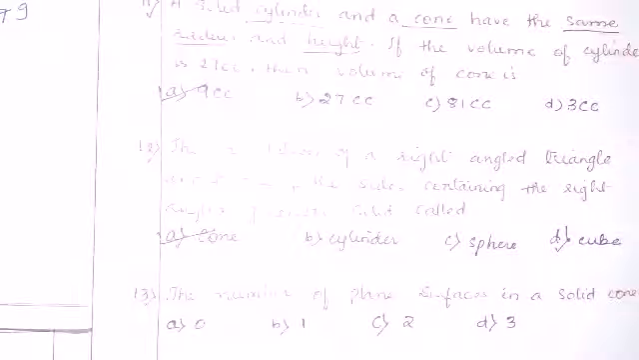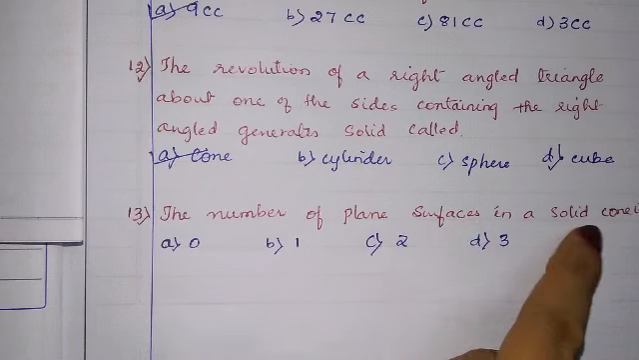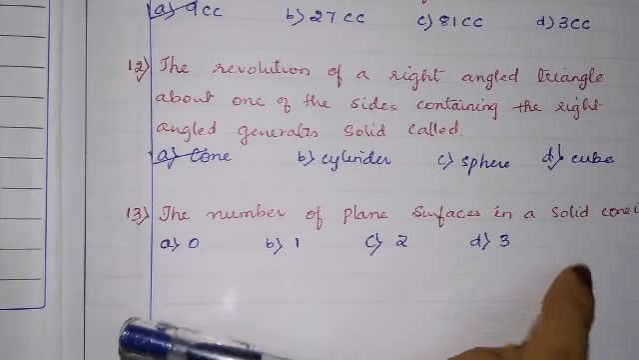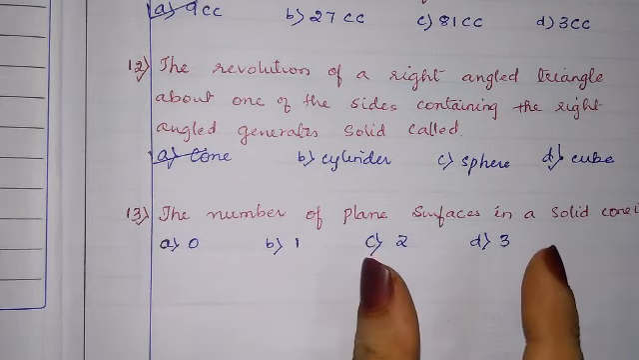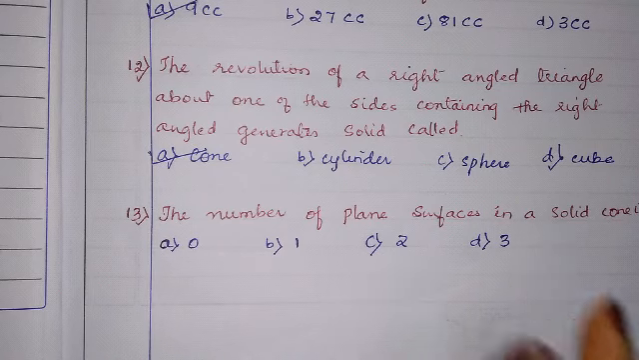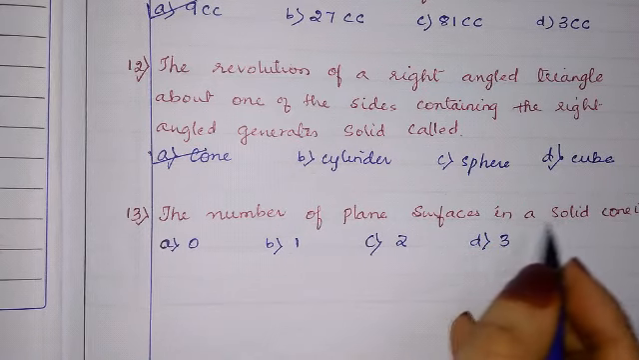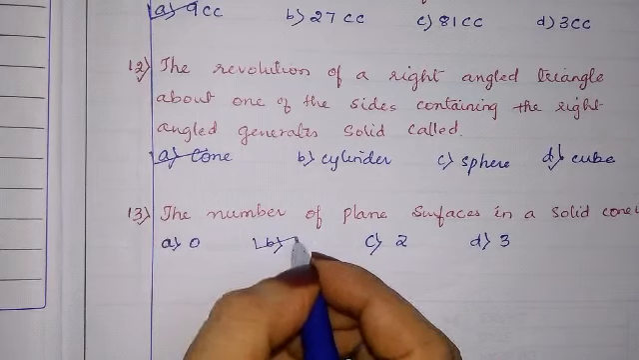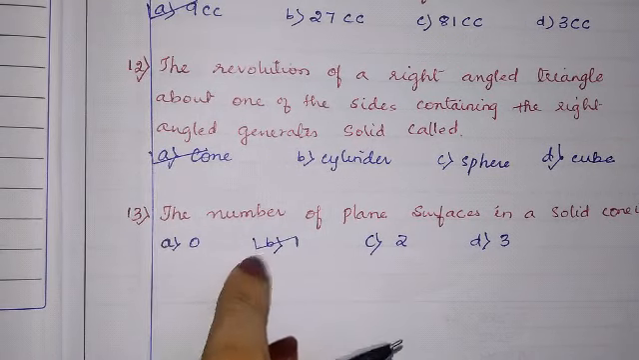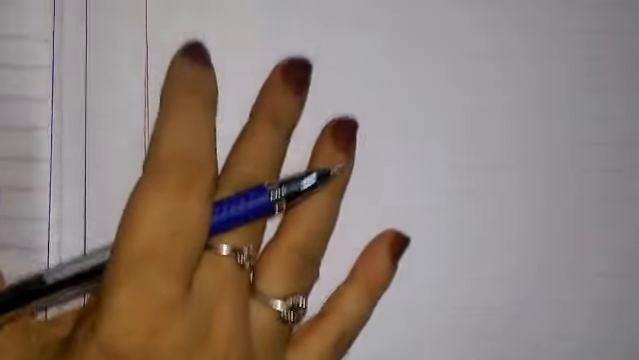Now the next question. The number of plane surfaces in a solid cone is? In a solid cone, you people have seen cones before. The plane surface is the base. The number of plane surfaces is only one. We have only one plane surface in a cone. Let us see the next question.